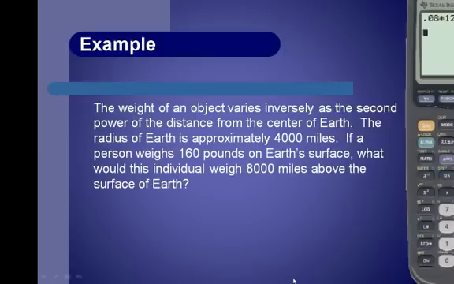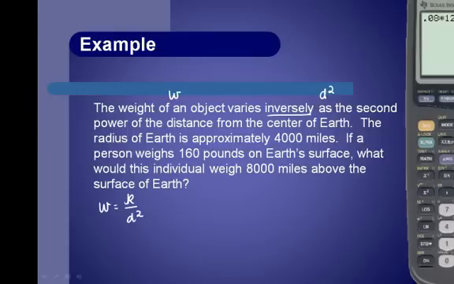Okay, now let's do some applications involving the inverse variation. The weight of an object varies inversely as the second power of the distance from the center of the earth. Let's say it again. The weight of an object, we'll call that W, varies inversely as the second power of the distance from the center of the earth. So that would be distance squared. So our equation becomes W equals k over distance squared.